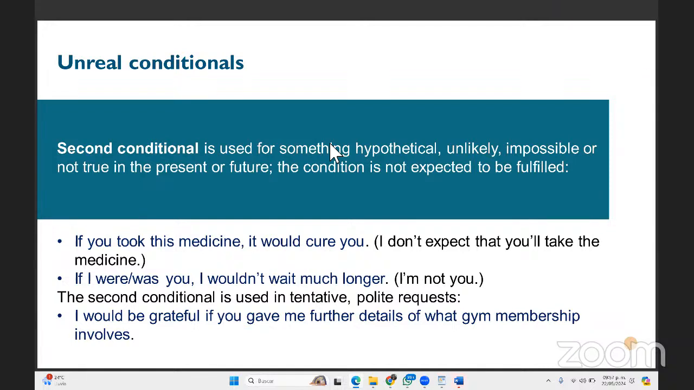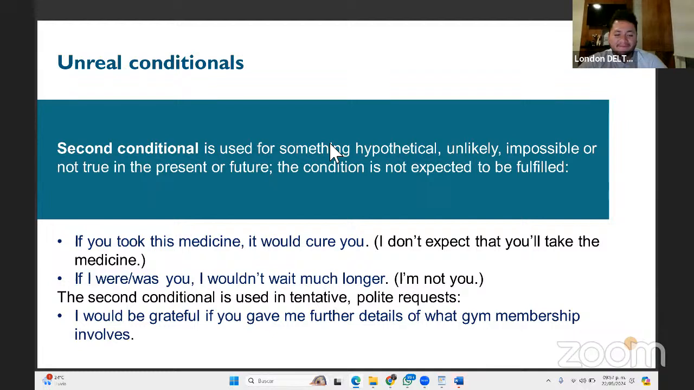A second conditional is used for something hypothetical, unlikely, impossible, or not true in the present or future. The condition is not expected to be fulfilled. Fulfilled. Okay. And could you please read the examples as well?